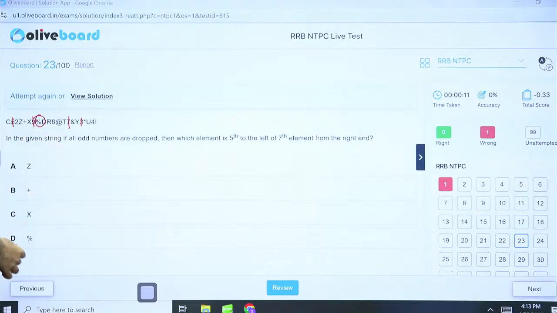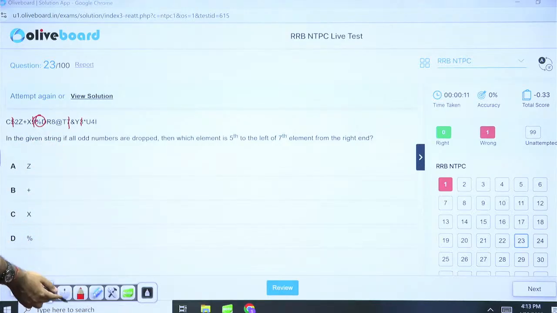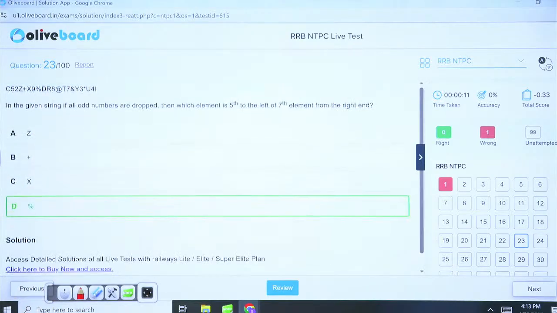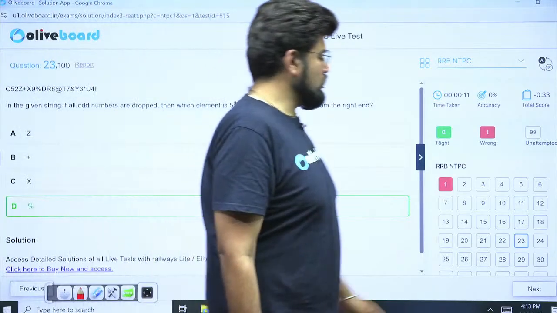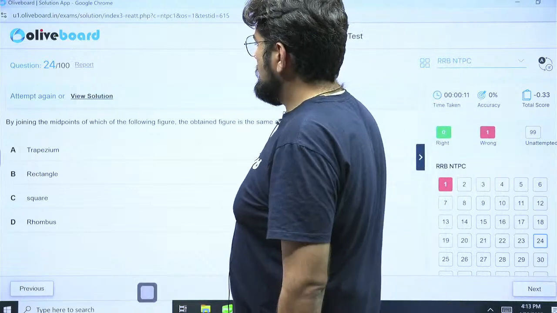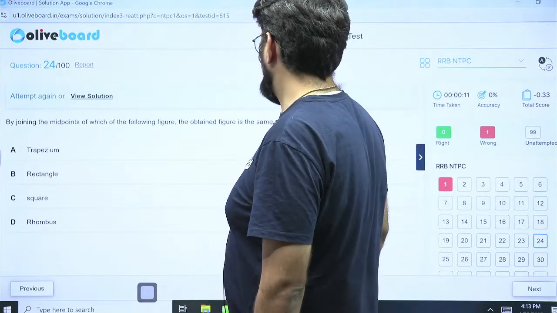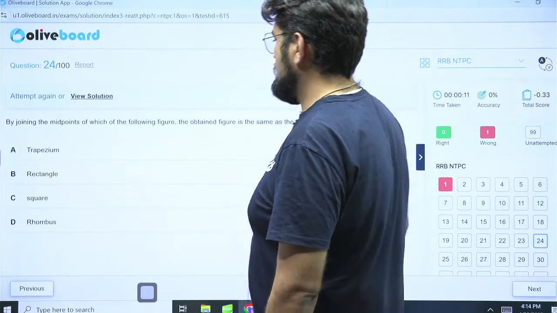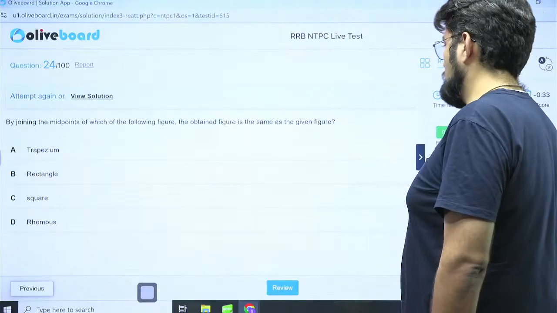Option D is the right answer. Manually you will get a better answer here. Okay. Next, question number 24. By joining the midpoints of which of the following figure, the obtained figure is the same as the given figure. This is quantitative aptitude, not logical reasoning.